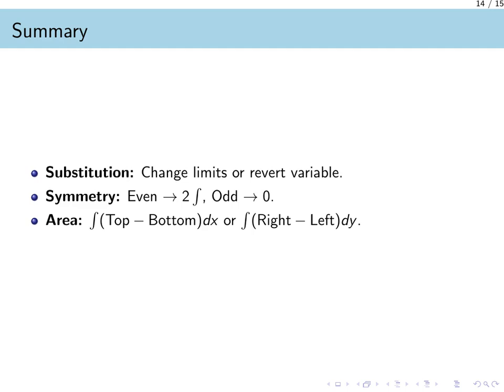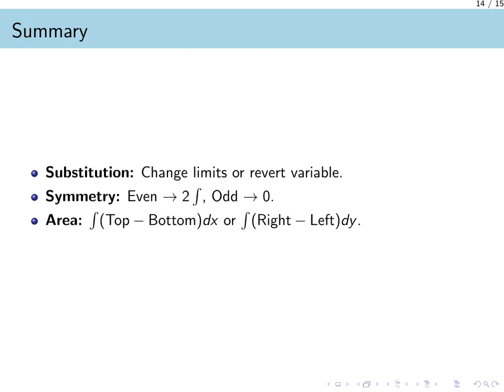Let us summarize the two key techniques we have developed for evaluating definite integrals. First, we saw how to use symmetry to simplify our work. When integrating over an interval that is symmetric about the origin, like from -a to a, we can check if the function is even or odd. For an even function, the integral is simply twice the integral from 0 to a. For an odd function, the integral over that symmetric interval is always 0.